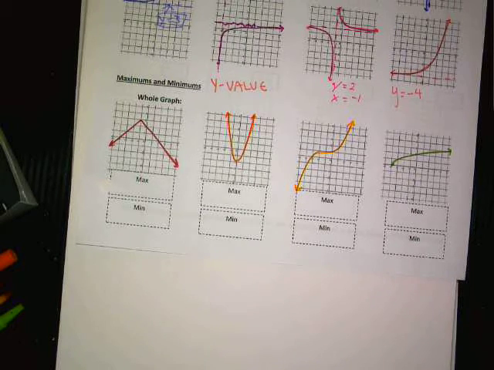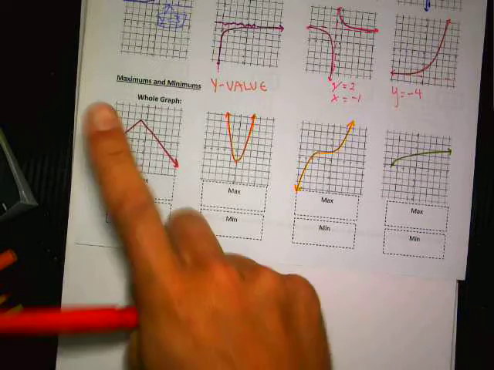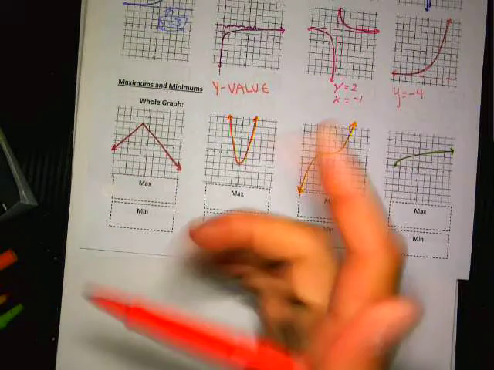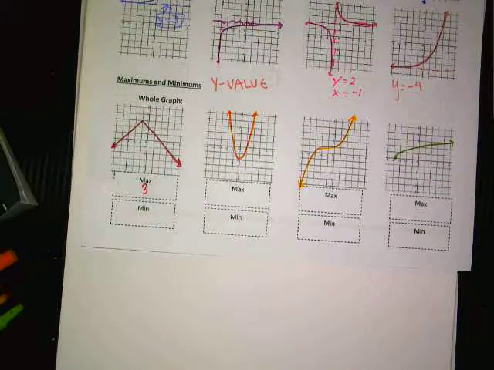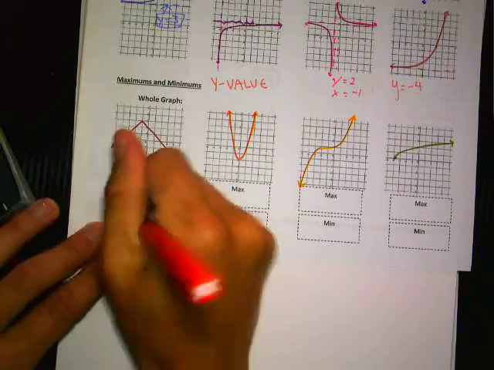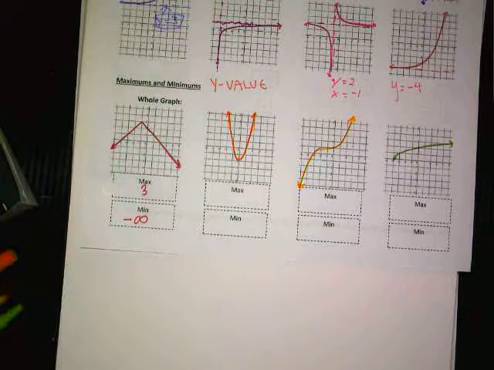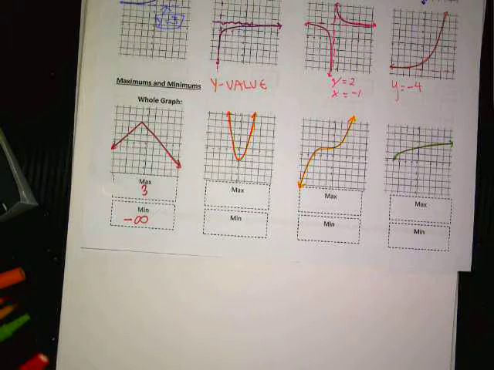This one right here, what is the maximum? 3. 3, very good. It goes all the way up to 3. What is the minimum? Negative infinity, because it's going to extend down forever and ever and ever. So isn't it just like the intervals? The intervals are going to be a little different. You'll see when we get to the interval part.